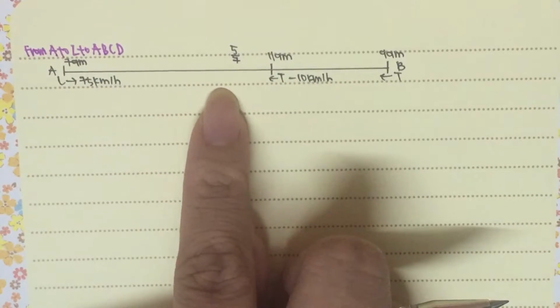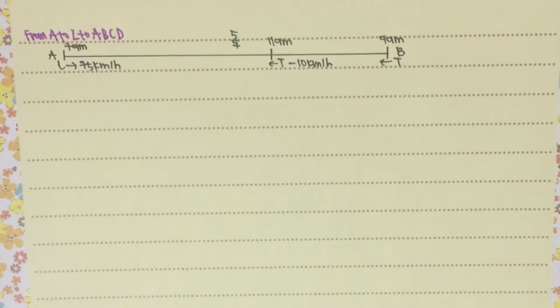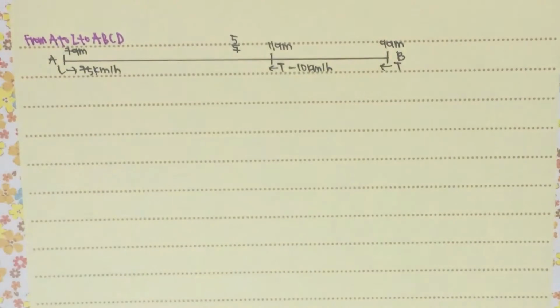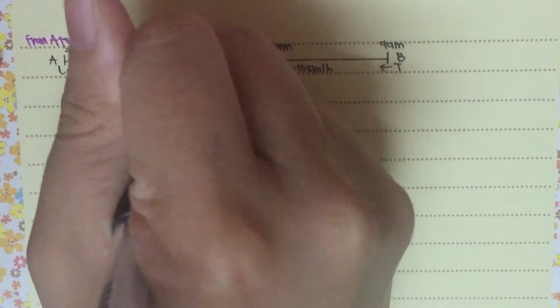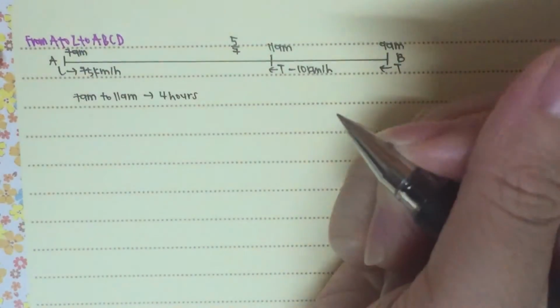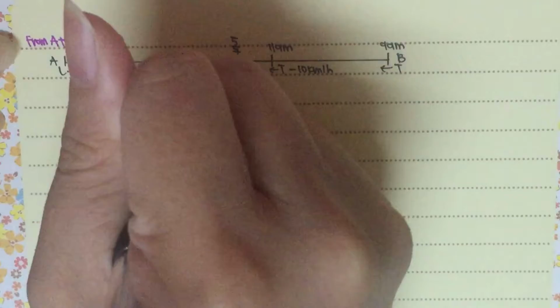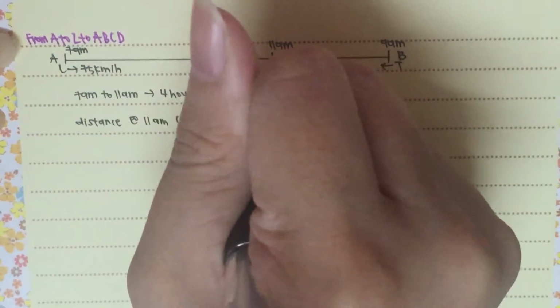Given this, first we are supposed to calculate how long Mr. Lee travels before meeting Mr. Tan. So basically, from 7 a.m. to 11 a.m., this is actually 4 hours. Then the distance at 11 a.m. for Mr. Lee would be equal to the hour times the speed, which gives us 300 km.